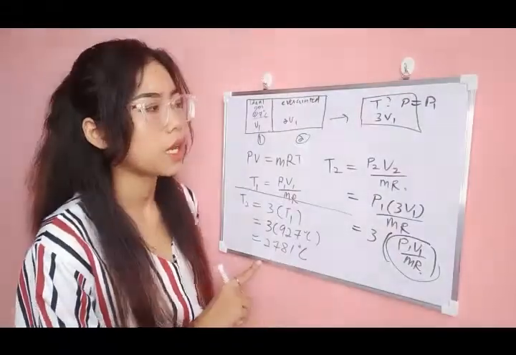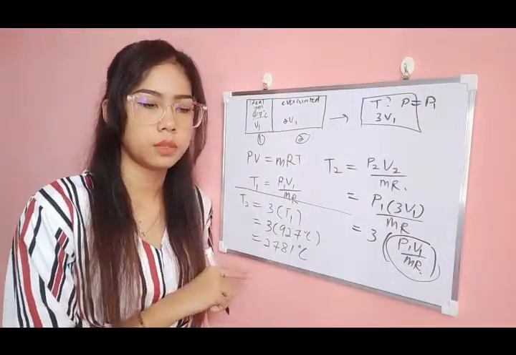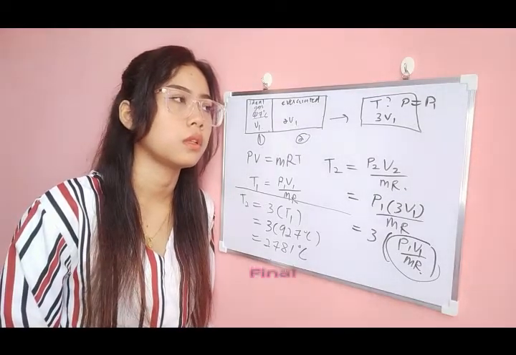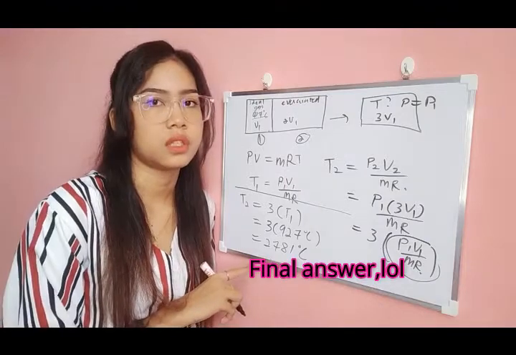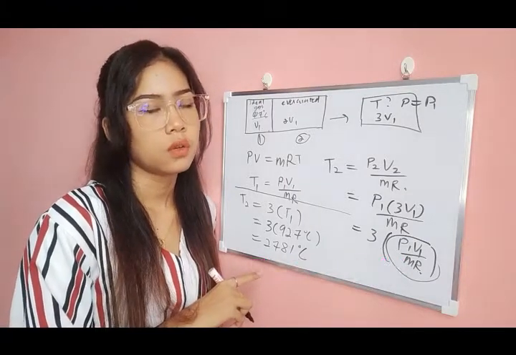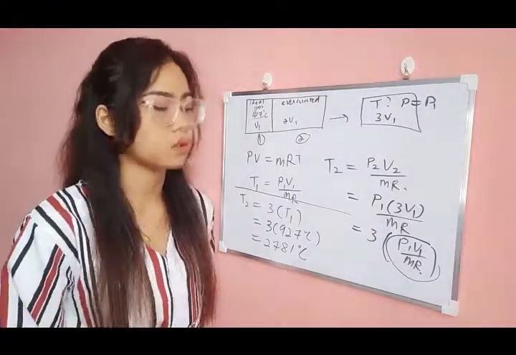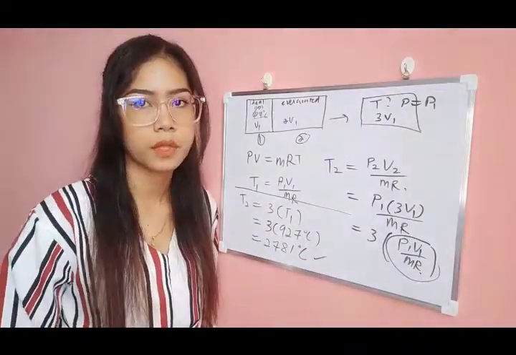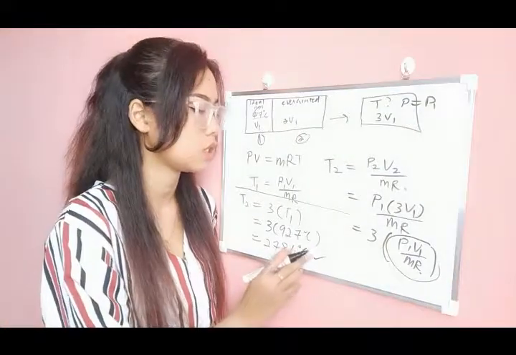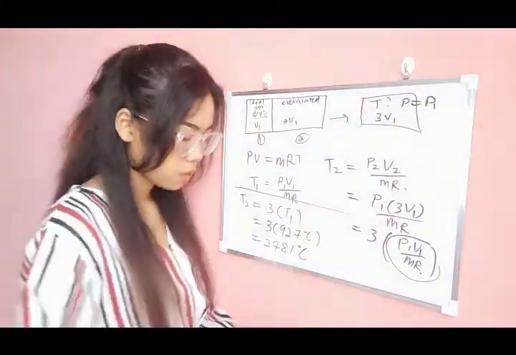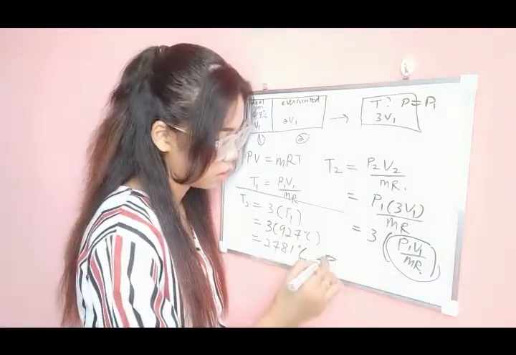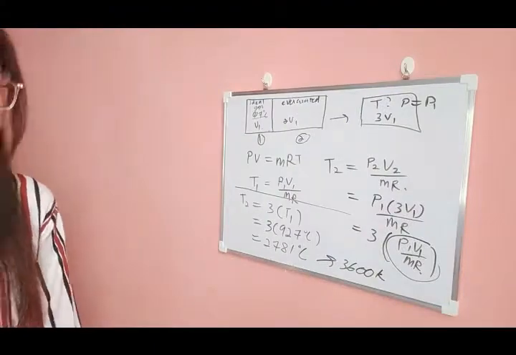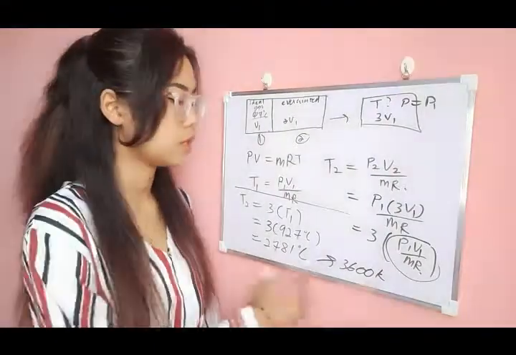Okay, we can write this in Kelvin, or we can just leave it like that because the question didn't ask to put the end result in Kelvin or degrees Celsius. They didn't mention it, so we can just leave it like this. Or if you have enough time, then you can convert it into Kelvin, which is 3600 Kelvin. Just like that, it's the same.